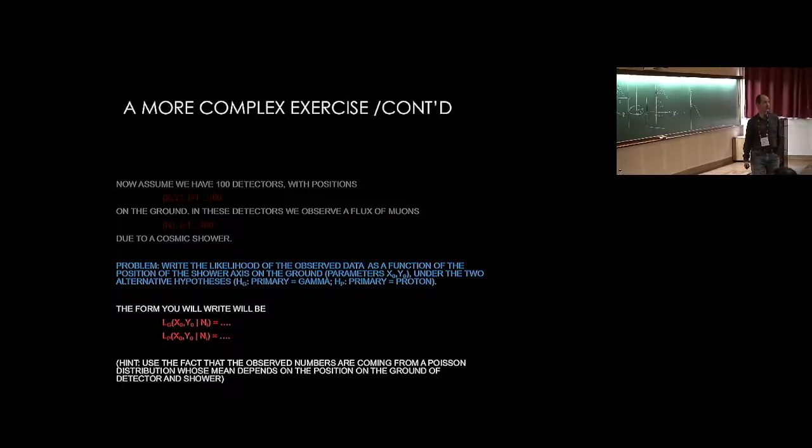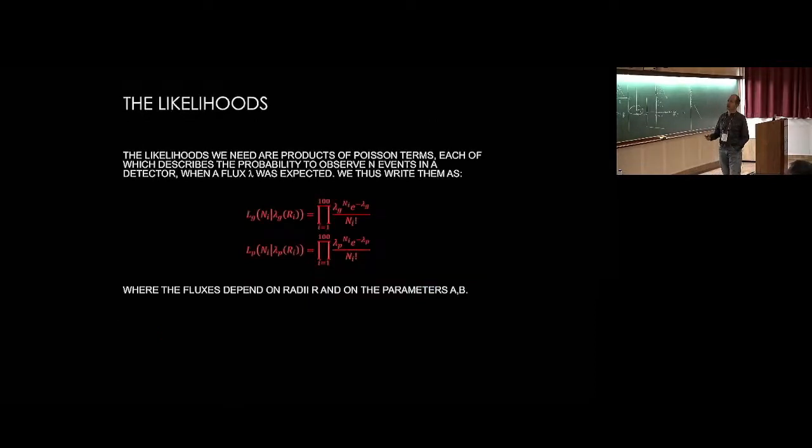We said that these are Poisson measurements. We have 100 detectors. So this will be a product of Poisson factors, yes. A product of 100 different Poisson factors of observing Ni given lambda i, where lambda is a function of the radius that each detector has from the shower center. Okay, here are the likelihoods. Let's just think about one of them. You see that this is lambda to the n times e to the minus lambda divided by n factorial.